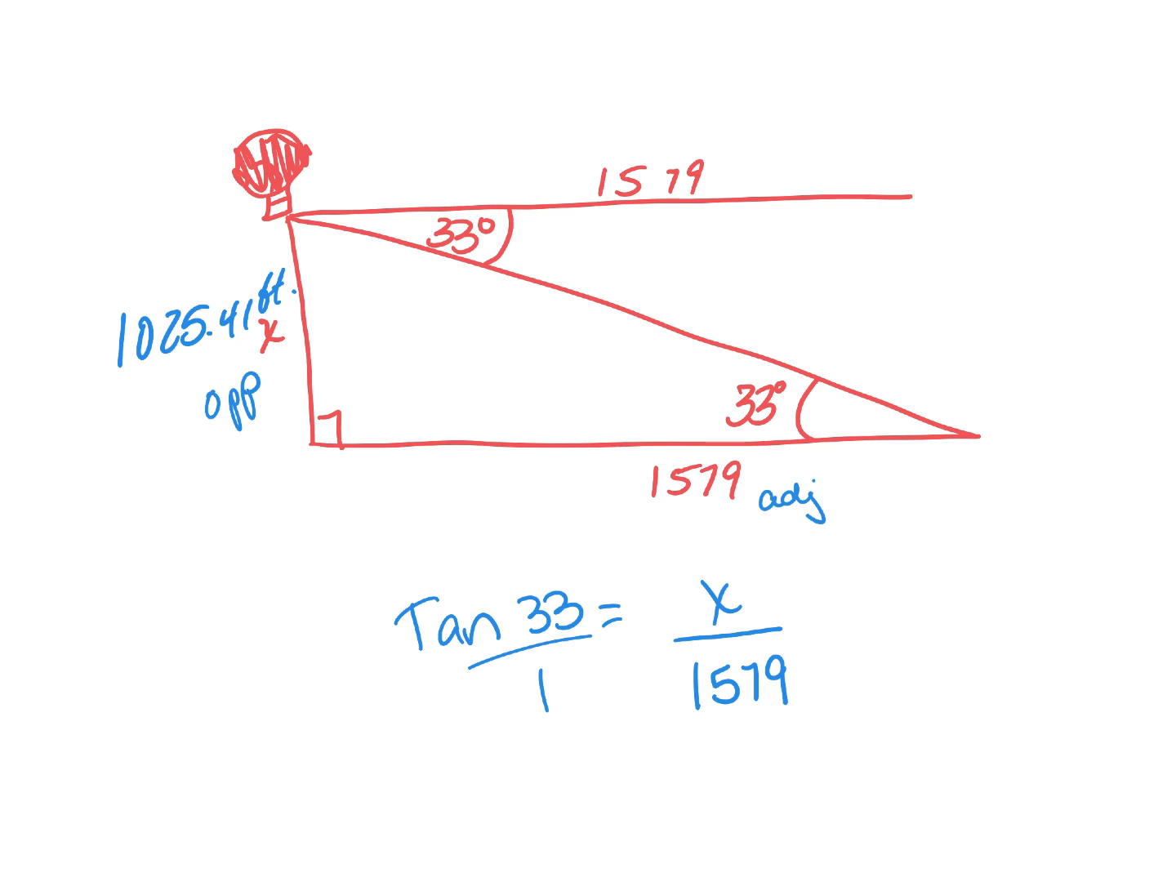And with Delta Math, they're going to tell you how they want you to round. And they want you to round to the tenth. So 1,025.4 feet in the air.